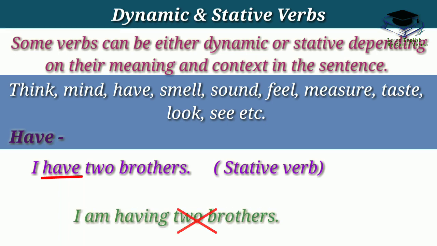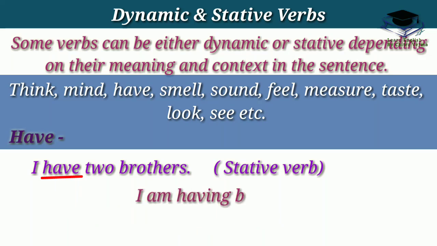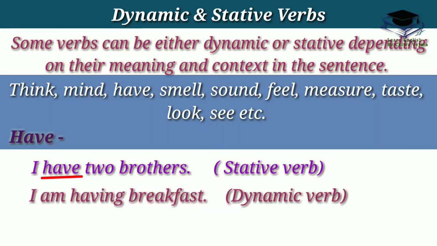Now let us take the next example. I am having breakfast. Here the verb having is describing an action, not a state. So it is a dynamic verb and it can be used in progressive form in this case.